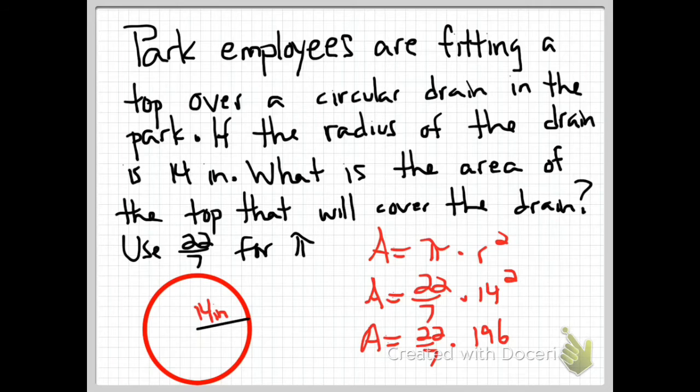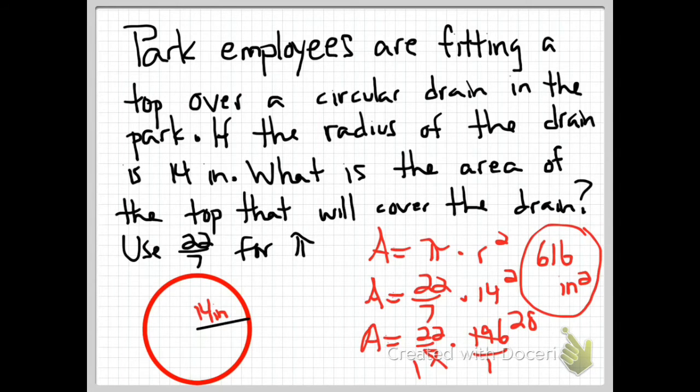All right. We're dealing with fractions again, so we're going to put that over 1. 7 can go into 196. Believe it or not, it goes into that 28 times. So we multiply our numerators. It's 616. We're talking about inches, so it should be inches squared. That would be our final answer right there.